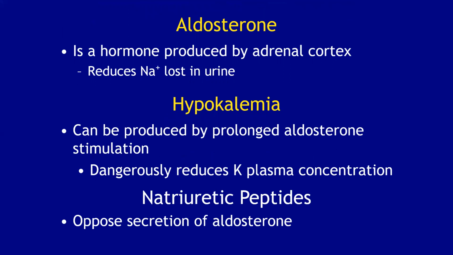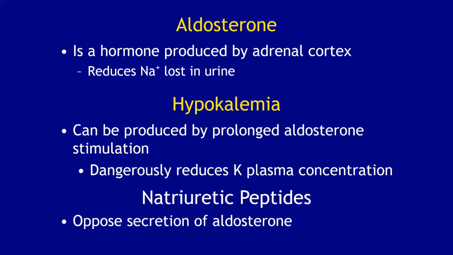Aldosterone is a hormone that is produced by the adrenal cortex. So let's go to the very beginning where I showed you the kidneys, and I said on top of each kidney is a pyramid or pyramid-shaped glands. And these are your adrenal glands. Well, the outer edge of that gland is called the cortex, so the adrenal cortex. And aldosterone is produced in the adrenal cortex, and it reduces the amount of sodium that is lost in urine. So the presence of aldosterone helps you retain sodium.